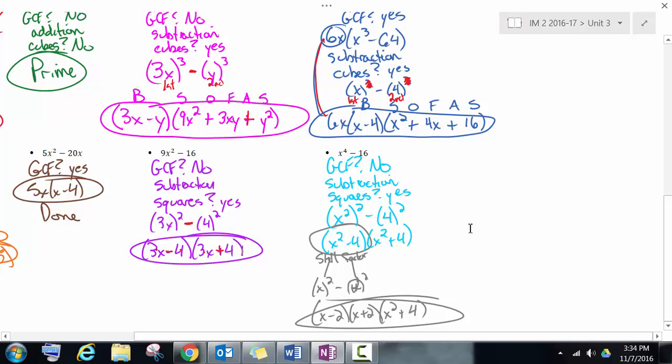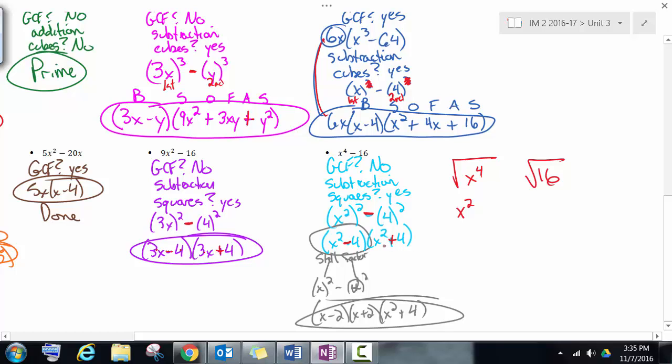Last, x to the fourth minus 16. Is there a GCF? No, there's not. It is subtraction. Is it squares? Yes. X to the fourth, so now think about it this way. Can we take the square root of x to the fourth? Yes, we can. We have two pairs of x's, so we bring it out. And so it's x squared, squared. It's a little bit different, kind of weird, but that's something squared. And 16, of course, is 4 squared, and it is subtraction. So we do our difference of squares. Write x squared twice. We write 4 twice. And then we do 1 minus, 1 plus.